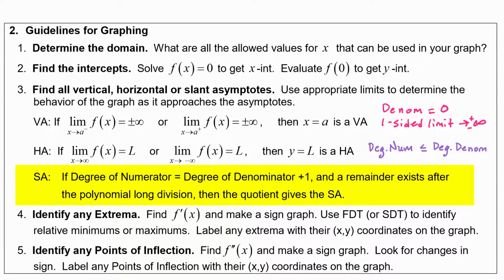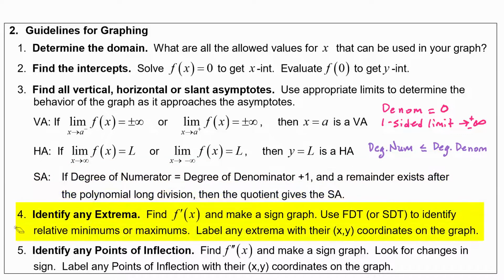Slant asymptotes happen when the degree of the numerator is exactly one more than the degree of the denominator. If that condition exists, then you do the polynomial long division and see if you get a remainder. If you do, then the quotient that results gives the slant asymptote.